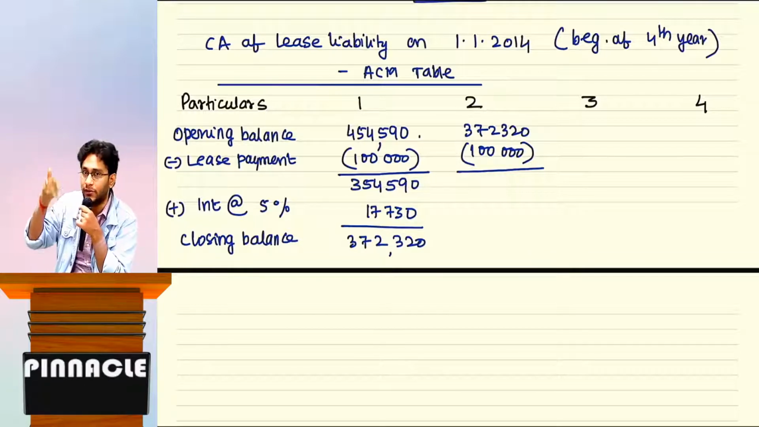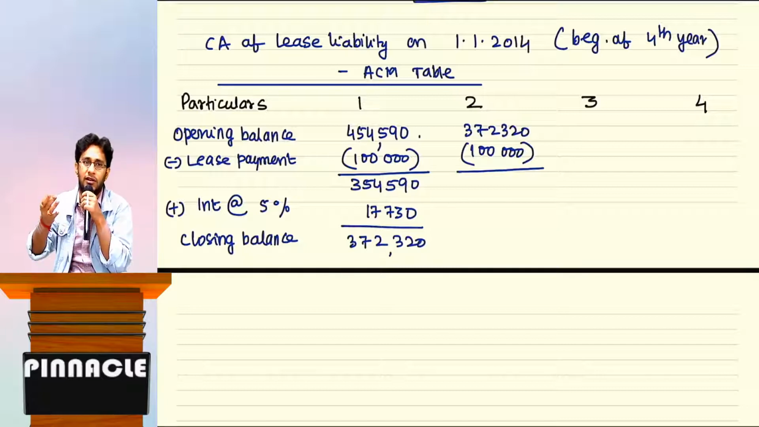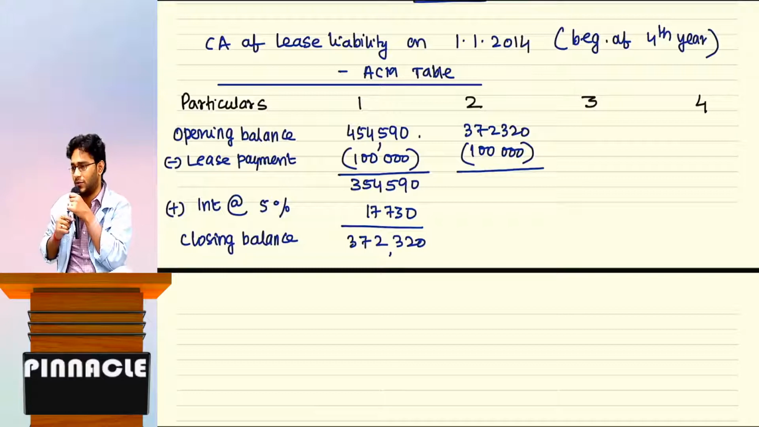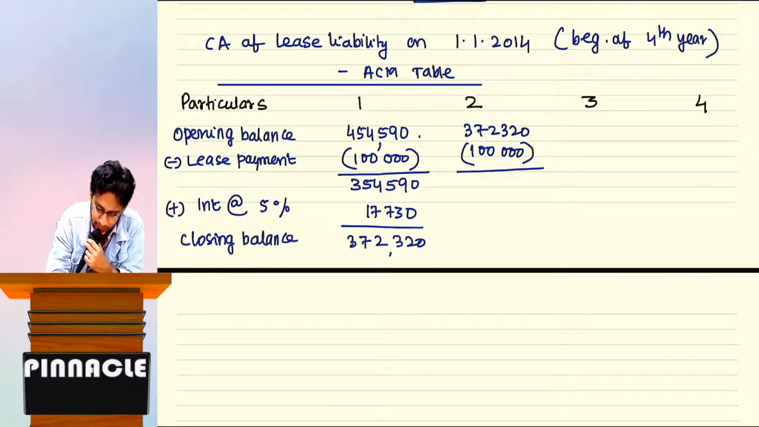372, 320, whatever is the closing balance of first year, that won't be there. Some other number will be there. Why will some other number be there? First year's CPI I know, but for the second, third, fourth, fifth year I will be using that CPI. So I have to remeasure. Some data is not there, sir. 272, 320.